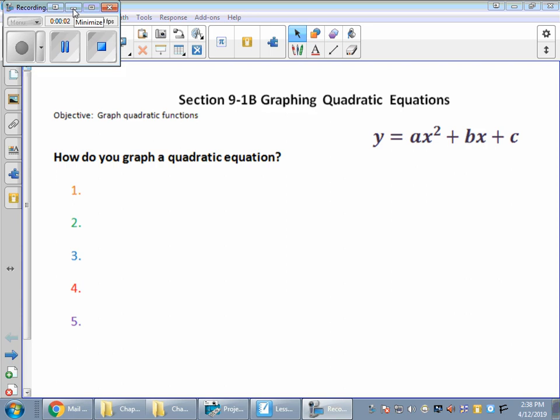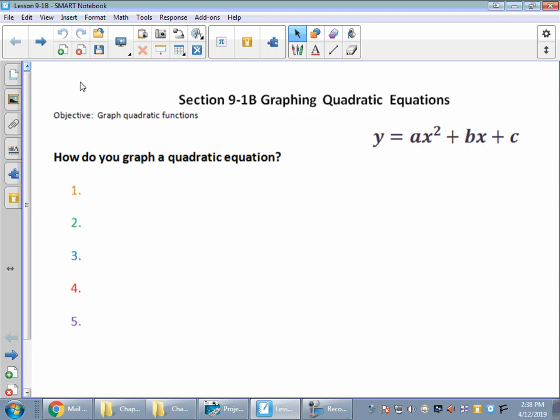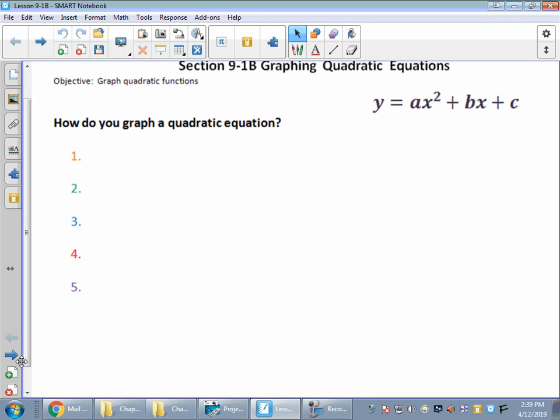All right, people, here we are, section 9.1b, graphing quadratic equations. In the first section we talked about all the different things that you can do with these quadratics and analyzing them. Now we're actually going to go on to the graphing part, which includes some of the analysis that we did in 9.1a. So we know we've got y equals ax squared plus bx plus c.